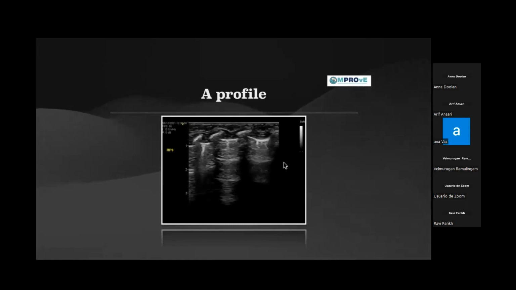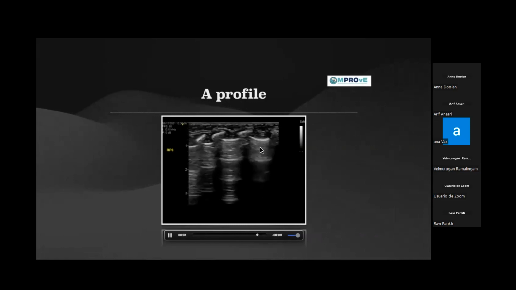Similar kind of picture here. Bat wing, pleura, yes. Pleural sliding, yes. I can see some comet tail artifacts, just ending here. And I think there's one B line reaching all the way to the bottom of the screen. So A profile, you can see the pleural sliding.